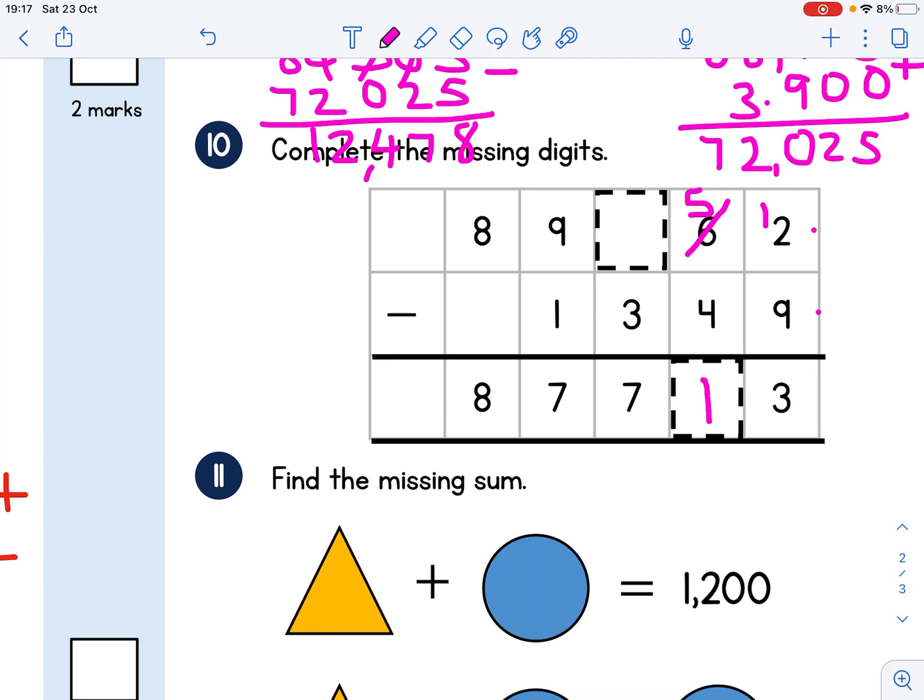Now, nothing I could have put here, unless it was a 10, so it must have been a 10 here, would give me 7. So I must have borrowed from here and put it here to give me 10 take away 3 is 7, and then 8 take away 1 gives me 7, and 8 take away 0 gives me 8. So the two numbers that were missing were 0 and 1.